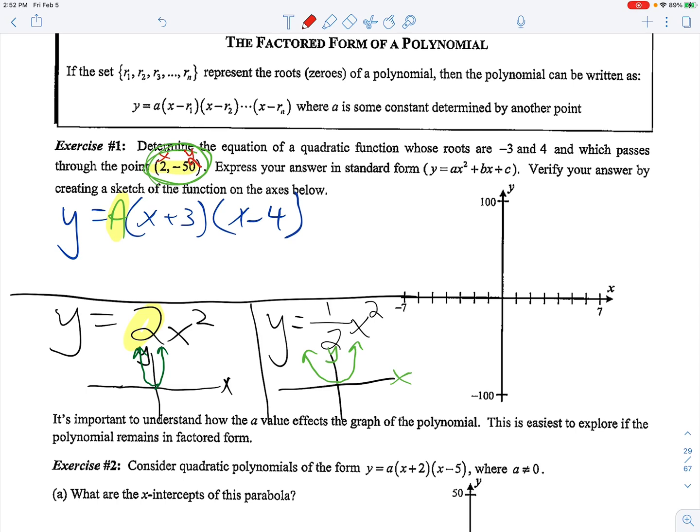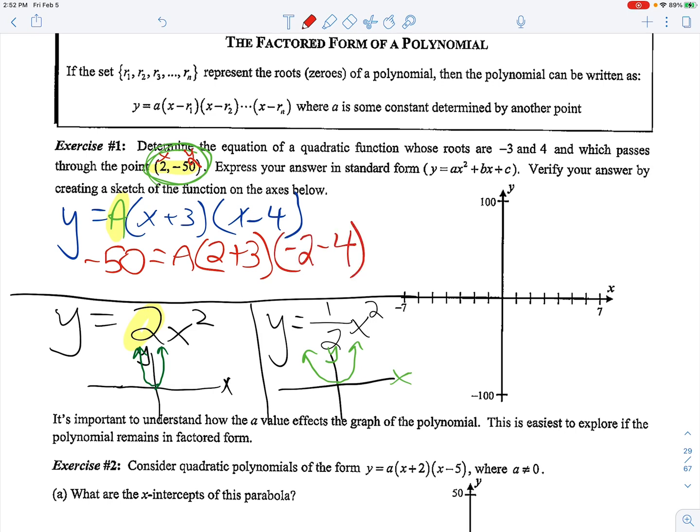We'll take a look. I'm looking to solve for A here. A is the leading coefficient. I have an equation with A, X, and Y. I know (2, -50) is a point on this parabola, so I can make 2 my X and negative 50 my Y to solve for A.